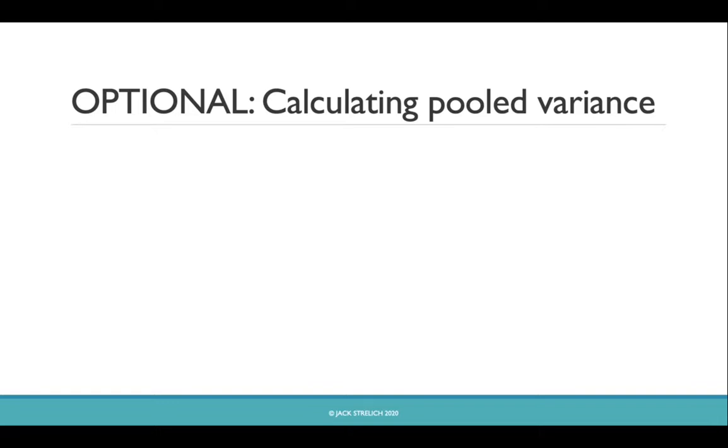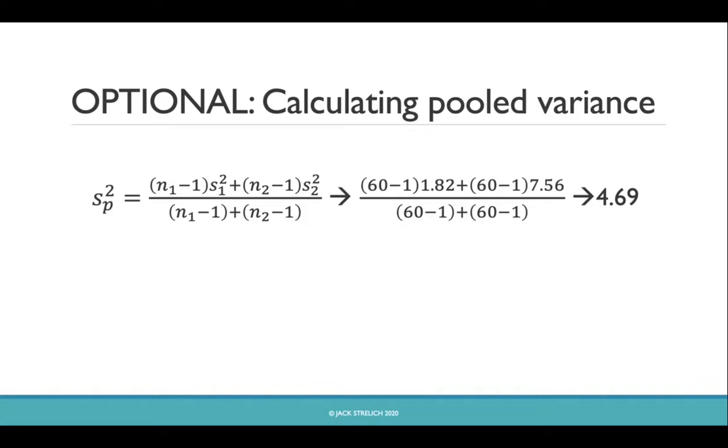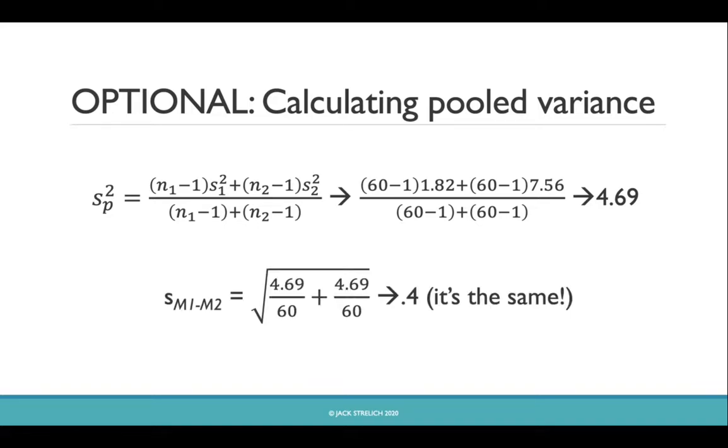Let's go ahead and calculate pooled variance anyways, just for a little bit of practice. So again, using the formula that we were given, we simply plug in our sample sizes as appropriate for n sub 1 and n sub 2, and plug in our sample variances as appropriate for s squared sub 1 and s squared sub 2. I won't walk through all of the arithmetic on this one, but our final answer ends up being 4.69. And we can check our work by plugging this back into our formula for standard error. You'll find that we end up with a standard error of 0.4, which is exactly what we found before.